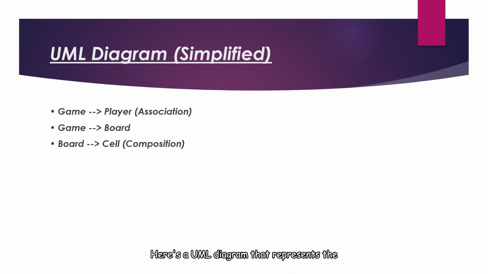Here's a UML diagram that represents the relationships between the classes. As you can see, the game class has a one-to-one relationship with the player class, meaning there are two players involved in each game. The game class also has a one-to-one relationship with the board class, and the board contains multiple cell objects, which is represented by the composition relationship. This structure is simple yet effective, encapsulating the logic in manageable pieces and promoting clean design principles.